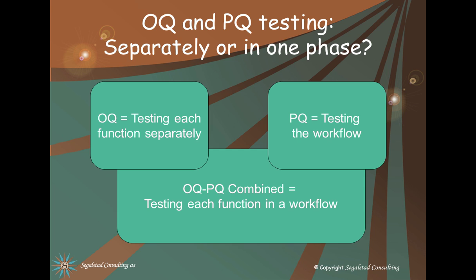For all, it is possible to have OQ and PQ separately or in one phase. And the question is, what do we want to do? In my opinion, for all practical purposes, it's actually better to combine the OQ and the PQ. We're going to test each of the functions anyway in the OQ, and they might just as well be tested inside the workflow, PQ, where we're using them. But it is for you to make the decision in your organization.